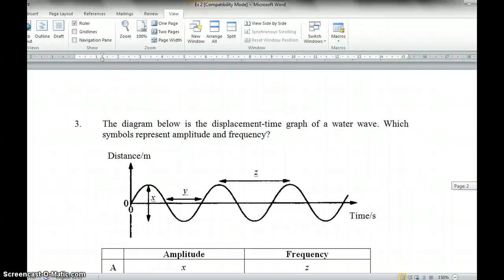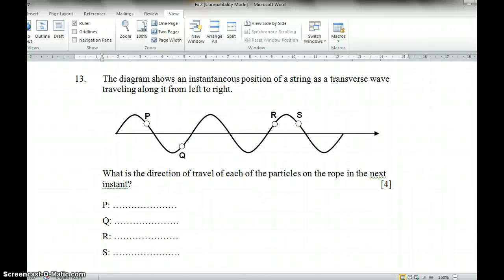Of course, using this last question, you need to know that the wave, for this example, is traveling from the left to the right, as indicated by the arrow here. What are the next movements of particles P, Q, R, and S? You have to know. So for example, very quickly, P is going to move upwards, Q is going to move downwards, R is going to move downwards, and S is going to move upwards. What if I have a point T at the peak here? It can only go downwards in the next instant.